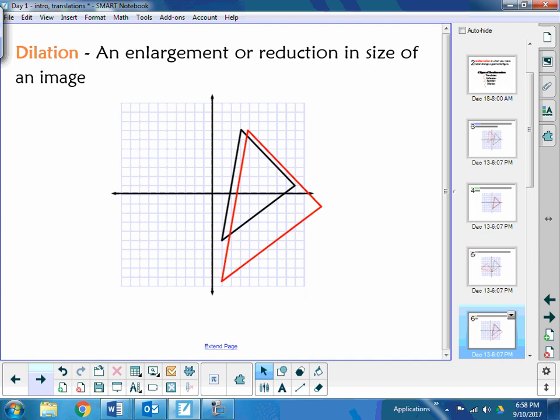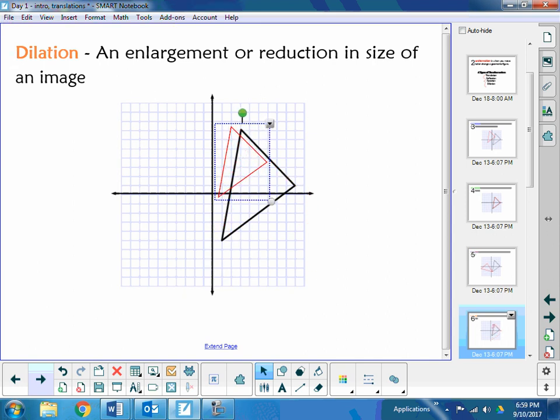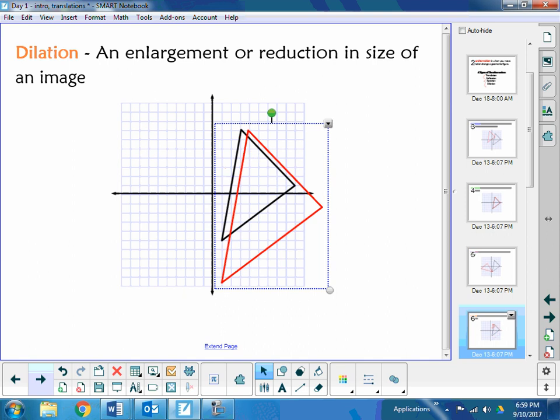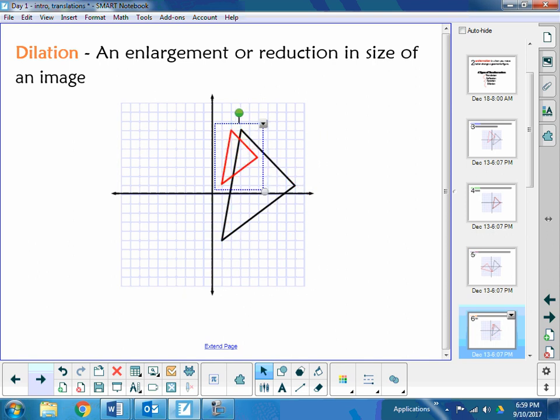And then finally, a dilation is either an enlargement or a reduction in size. So in this case, it's an enlargement, or I can shrink it and make it a reduction. So it can represent both larger or smaller. Okay, so those are the four types. We are going to focus on translations today.